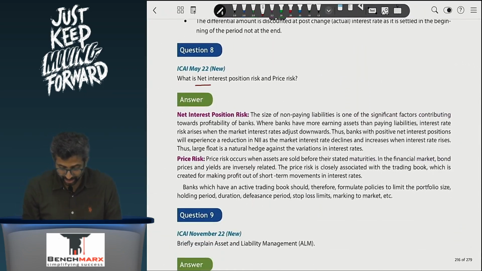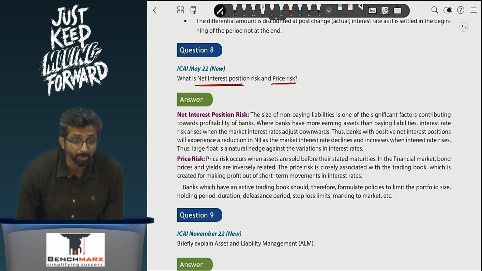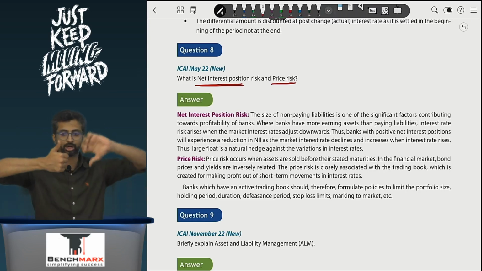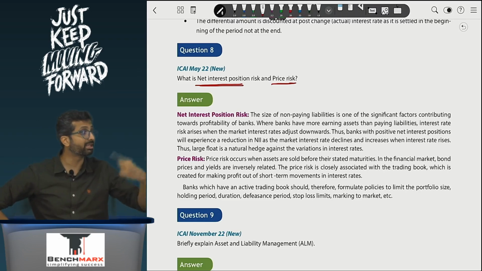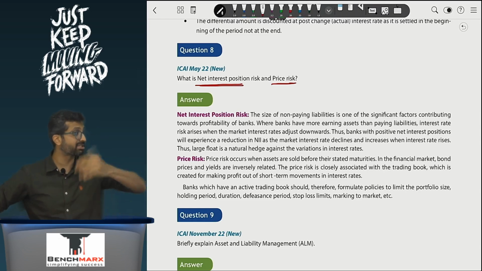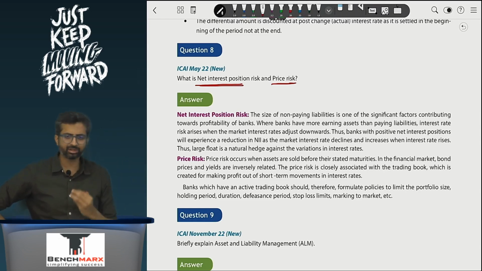And what is the net interest position risk and price risk? See, when you look at bonds, the price of a bond is inversely related to interest rate. So as interest rate increases, bond price falls. But at the same time, if interest rate increases, your reinvestment amount increases. Whatever you get from the bond, you can reinvest it at a higher rate. So the interest rate risk is a possibility that the interest rate increases. So the bond price will fall. So price risk नीचे गिरेगा. But your reinvestment will be higher. You can reinvest at a higher rate.